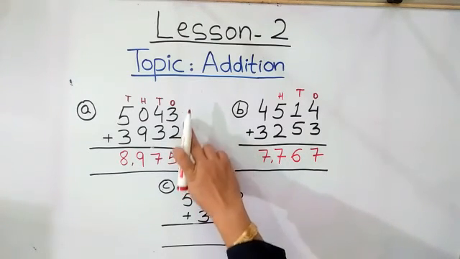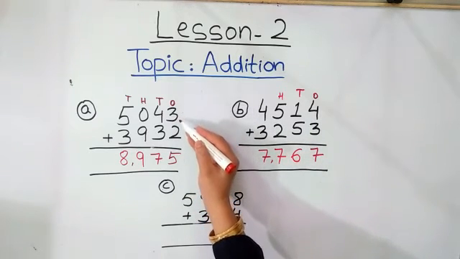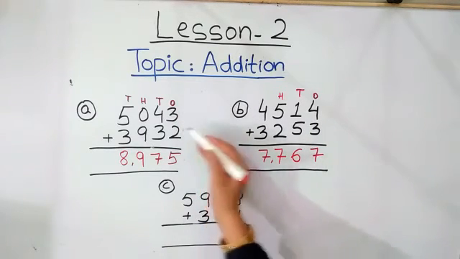So by solving these two questions, what we have understood is that whenever we add numbers, whether they are 2, 3 or 4 numbers, we always start adding from the digits at the place of ones.